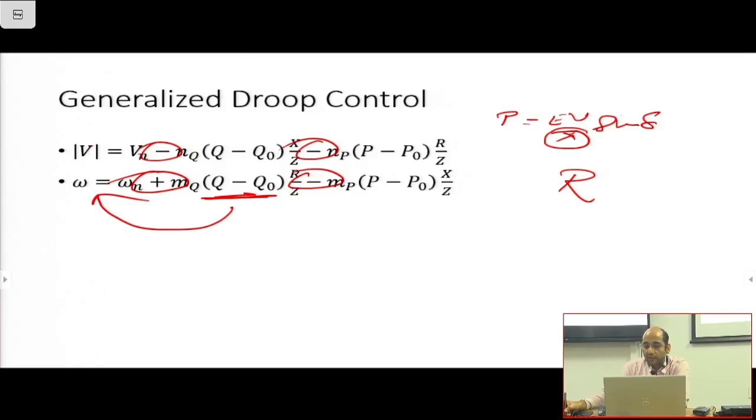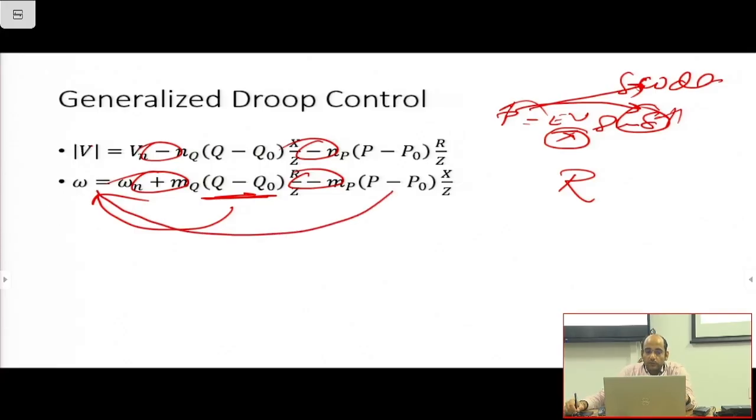So here it is P equal to EV by X sine delta. Then it will be a minus sign as well. That means the nature is opposite. Here, delta increase means power increase. There, delta increase means Q decrease, so it will have a minus sign, because delta is nothing but the integration of frequency. Omega integration is angle. So if P is related to delta, that means P is related to frequency. That is why P is related to frequency in a normal inductive line.